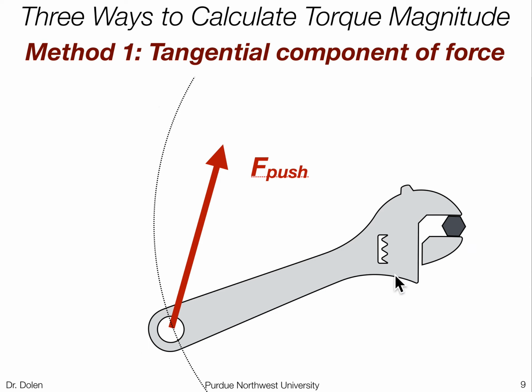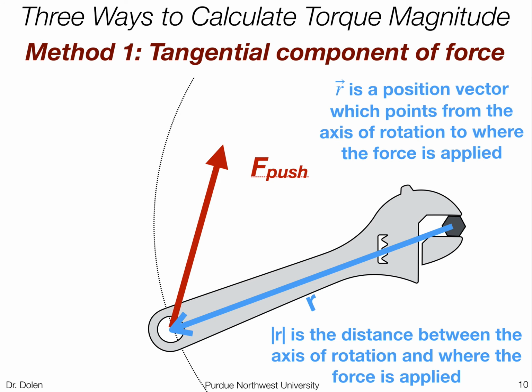So in order to calculate the torque from this force, first I'm going to draw a position vector. I'm going to call that position vector R. It's going to originate at the axis of rotation, and it's going to end at the point where I'm applying the force. So it's a position vector starting at the axis of rotation that points to where the force is applied. And the magnitude of this vector is just the distance. This is 12 centimeters between the axis of rotation and where I'm applying the force. So that's my R vector, the position vector.